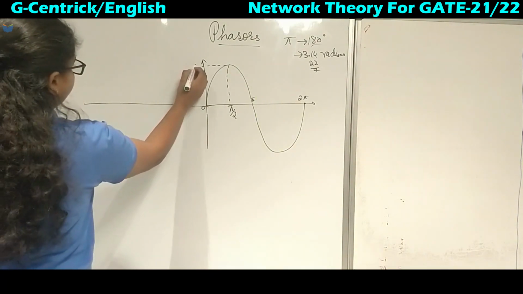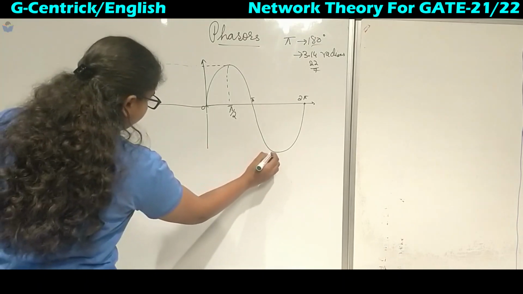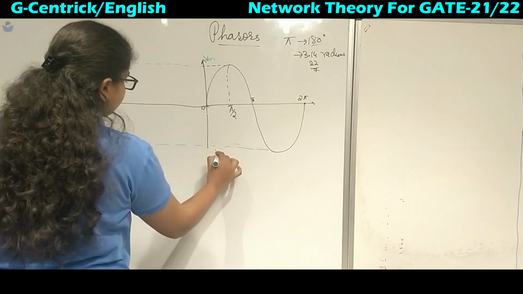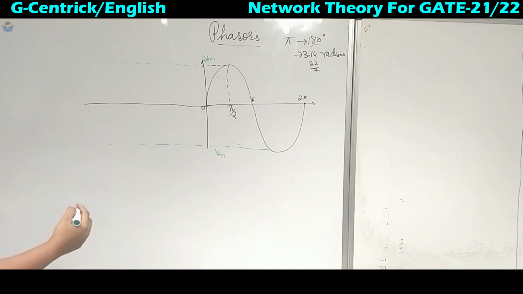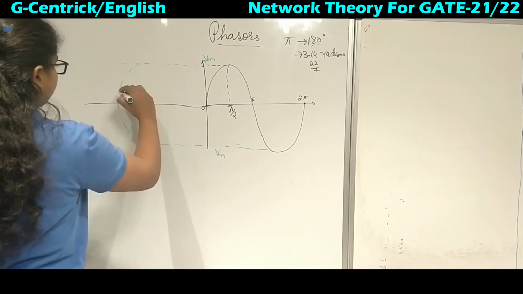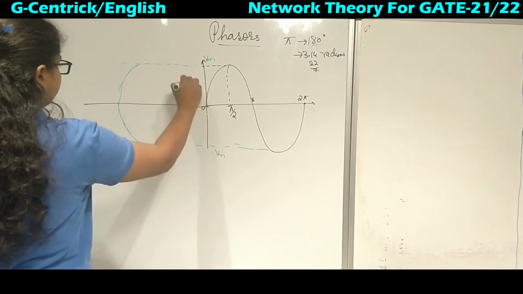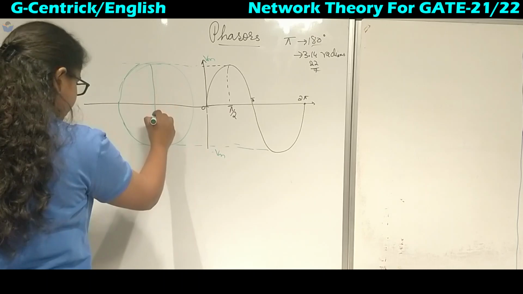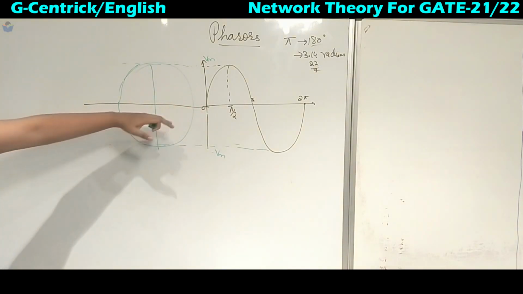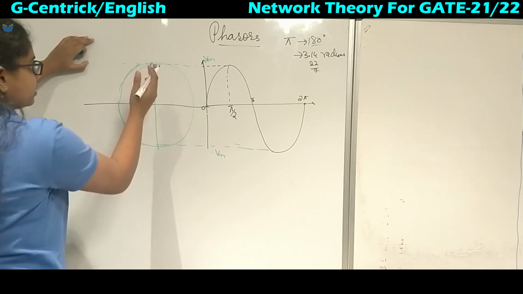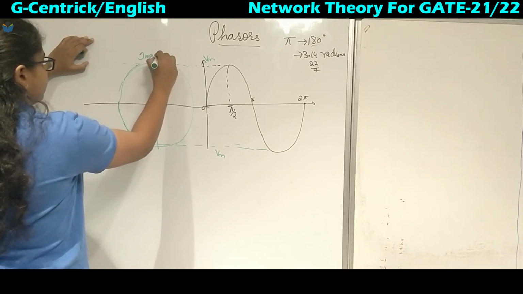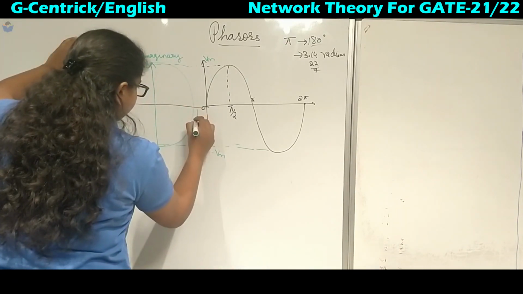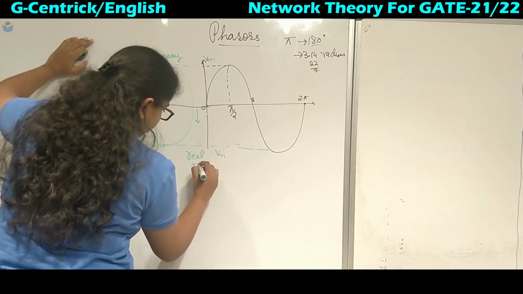Now we will take the maximum and the minimum. If it is Vm, this is minus Vm. Now I will draw a circle in which I have two axes: this is the y axis and this is the x axis. What is the y axis called? It is called the imaginary axis, and the x axis is the real axis.